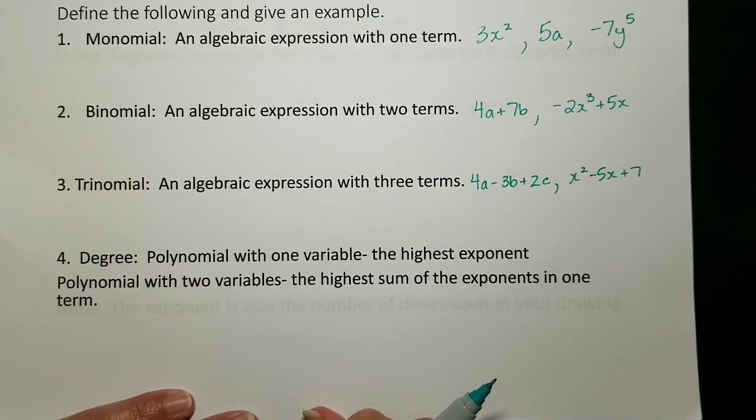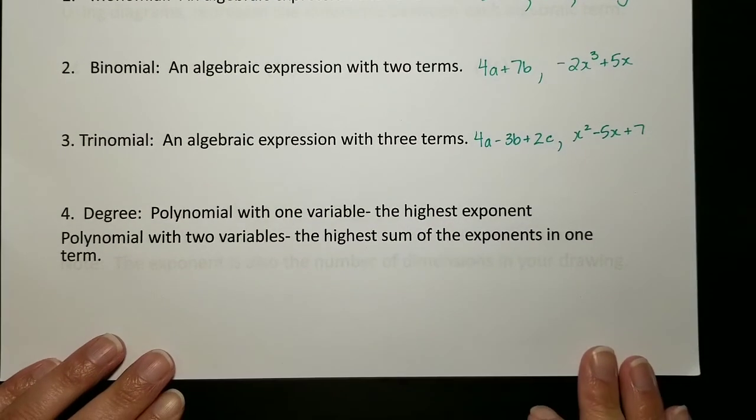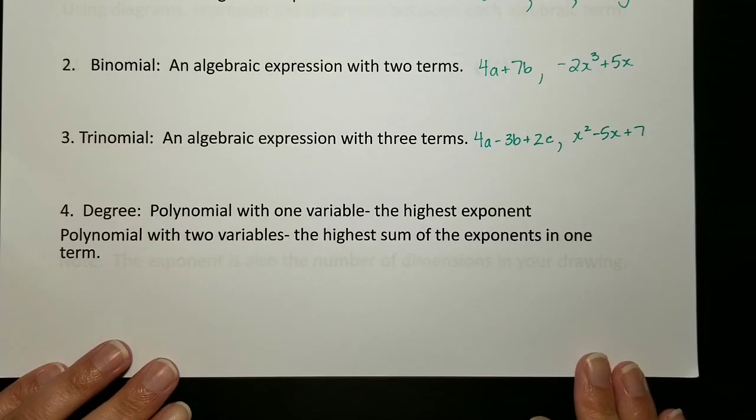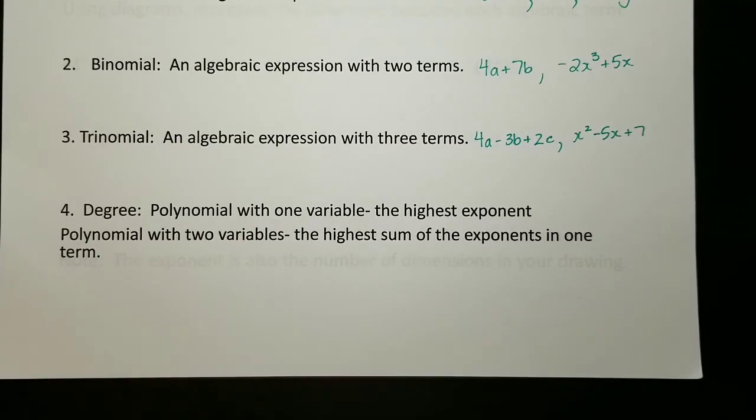So that's a trinomial. If we get to more than 3 terms, often I'll get the question of what happens if you have 4 terms. We don't give it a special name. Past 3 terms, we just say polynomial. The last definition here is of degree. So the degree is the highest exponent of any term.